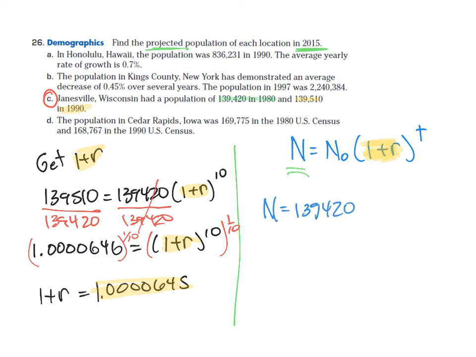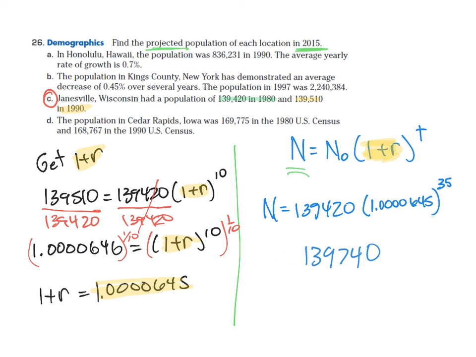139,420, that's our 1980 population, times my 1 plus R number, which is 1.0000645, and then I have to raise that to the exponent t, and that is the number of years from 1980 to 2015. My goodness, is that 35 years? It seems like just yesterday. Okay, so I raise that to the 35th power, and I crank this out on my calculator, and you can pause and do it on yours if you want, but I come up with approximately 139,740.